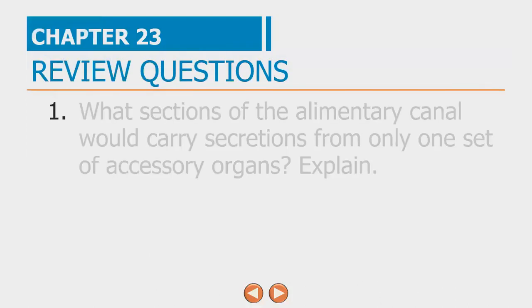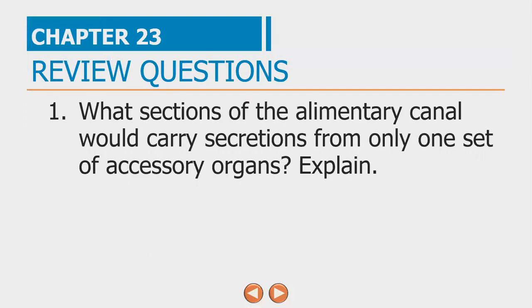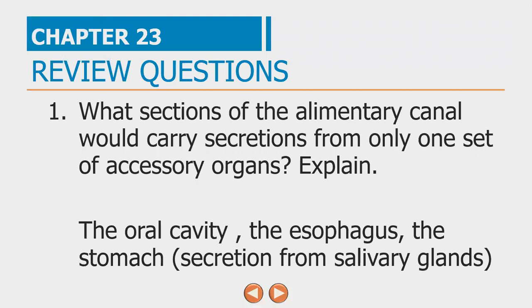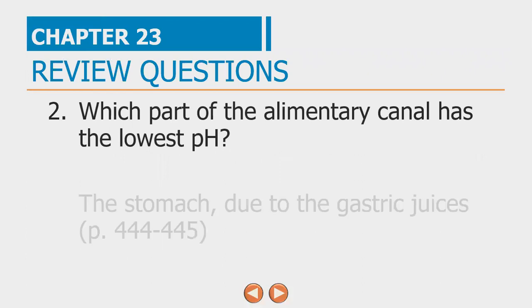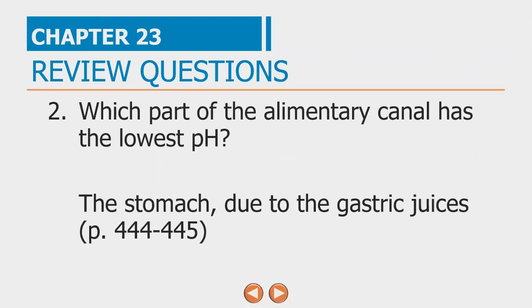What sections of the alimentary canal, going back to the digestive system, would carry secretions from only one set of accessory organs? The oral cavity, which is the mouth, the esophagus, and the stomach all carry secretions from the salivary glands. Which part of the alimentary canal has the lowest pH? It would be the stomach, due to the gastric juices and a lot of acids, hydrochloric acid and so forth.